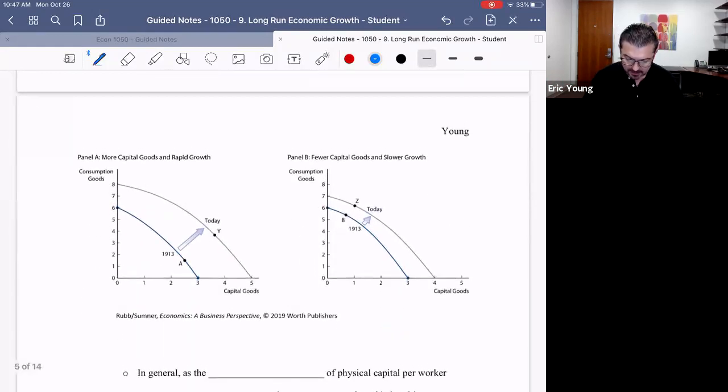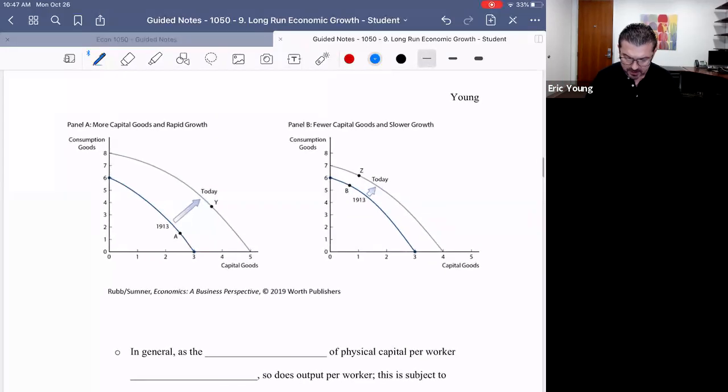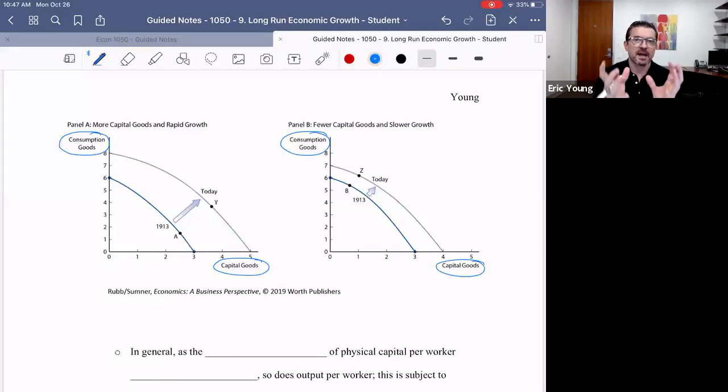I wanted to bring this back, we had this one before, and now illustrate to you what it means in terms of the different shifts. Notice that both of these have PPFs with consumption goods on top here and capital goods here. We know that in a world of scarcity, we have opportunity cost. One way to envision opportunity cost is in terms of the opportunity cost of capital good purchases versus consumption good purchases.